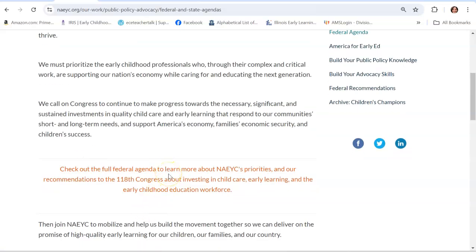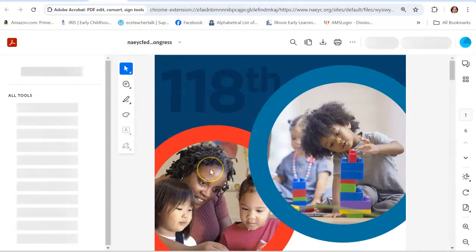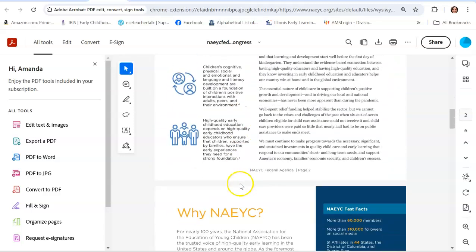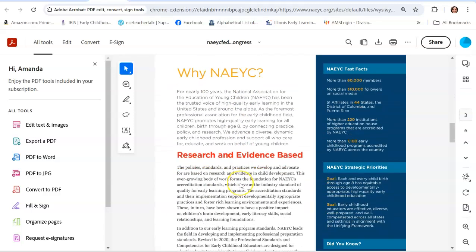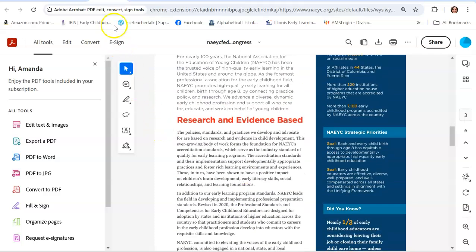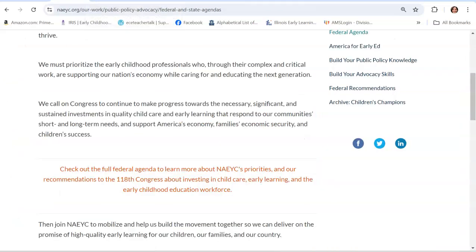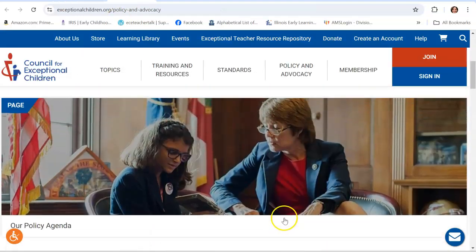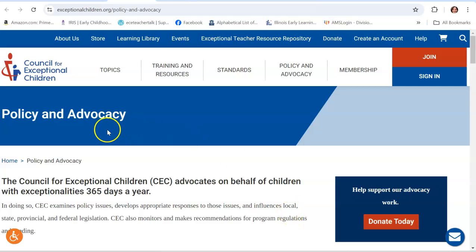We are in the 118th Congress. This is at the federal level again. So if you want to learn more about the topics that are up for debate right now, you can go to this website and learn some more. So this again is the NAEYC page where you can find this information. The second link is to the Council for Exceptional Children, their policy and advocacy page.